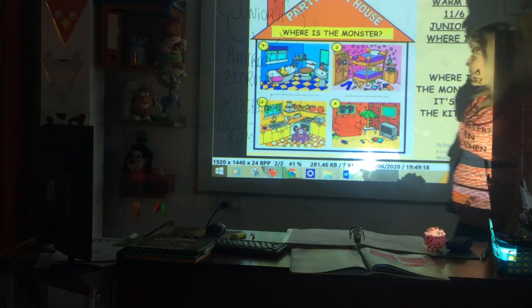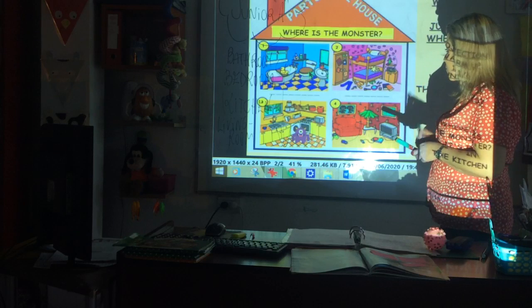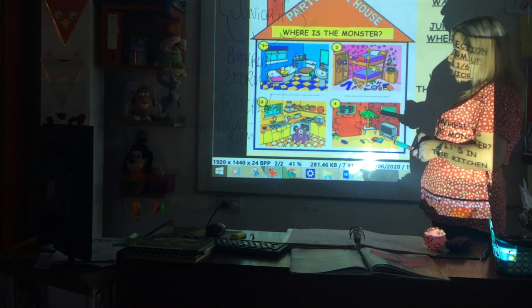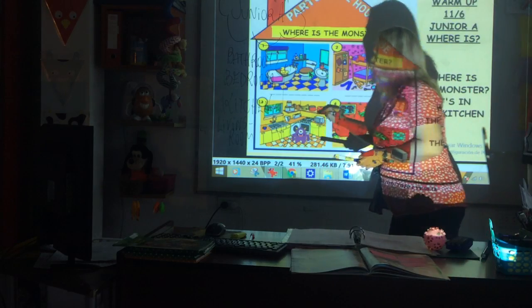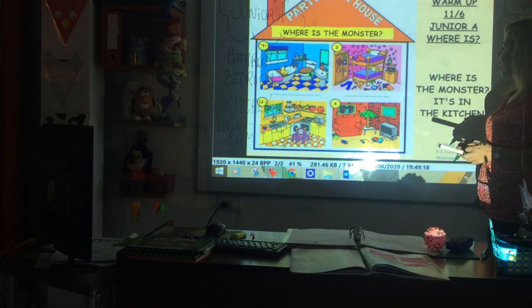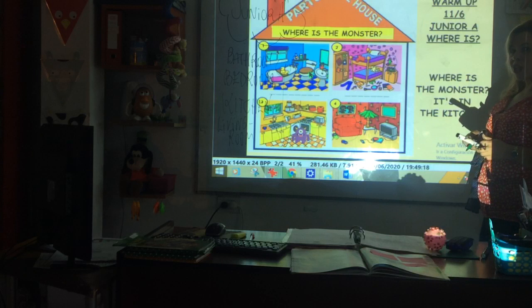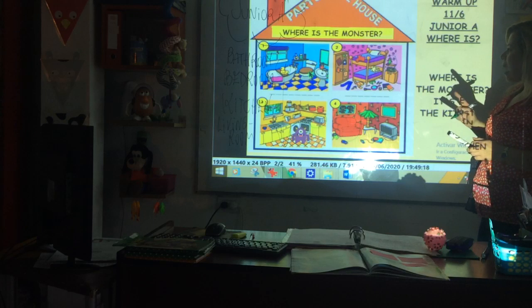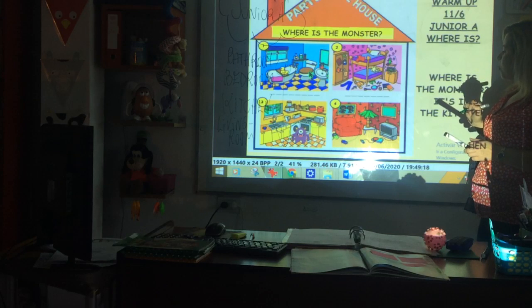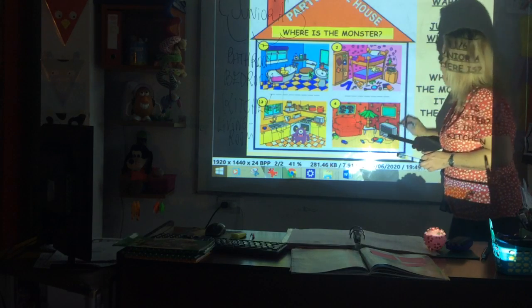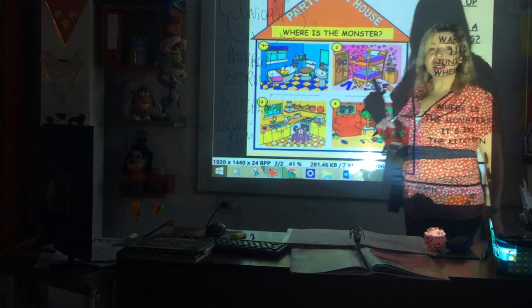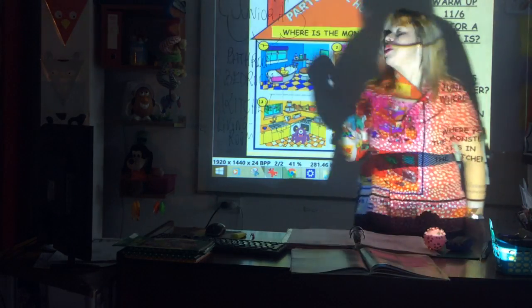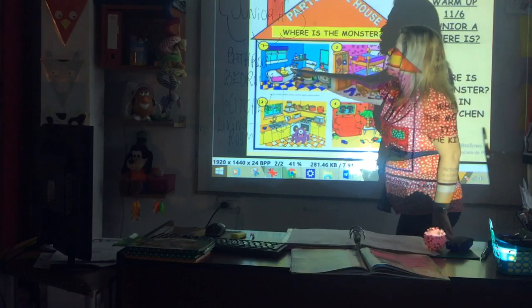Where's the microwave? El microondas. It's in the kitchen. Yes? Okay. Where's the television? Is it in the bathroom? No. Is it in the bathroom? No. It's in the living room. Entonces vas a hacer vos en casa, where's the, y vas a preguntar, where's the yellow duck?